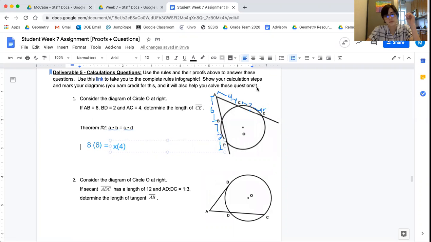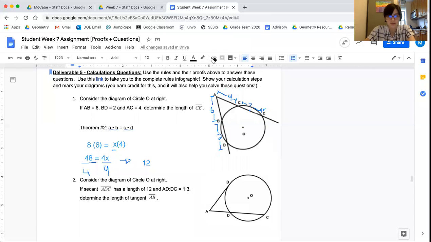I don't know what my full length is. This is a question mark or an X as well. But here we go, let's solve. 8 times 6, that's 48, equals 4x. Now I'm just solving for something basic, but remember, this x right here is this full length right here. So I'm solving for this full length. I divide both sides by 4. 48 divided by 4 is 12. So 12 is this full length right here.